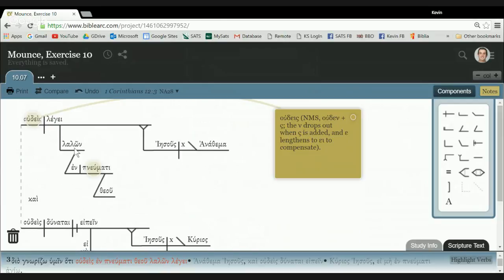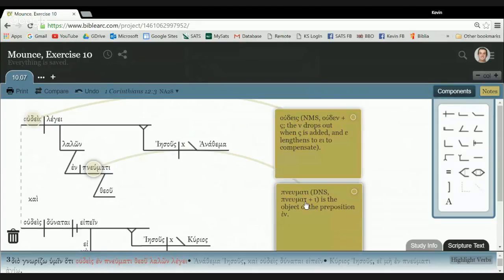So no one, lalon, while speaking, en pneumati, pneuma, it's another one of the same class of nouns. The dictionary would say pneuma, pneumatos. Well, they're always neuter, they have stems ending in tau, that tau drops off in the nominative and accusative singular forms because there's no case ending and tau won't stand at the end of a word. And pneumati in the dative case, iota being characteristic of the dative singular ending, is the object of the preposition in.